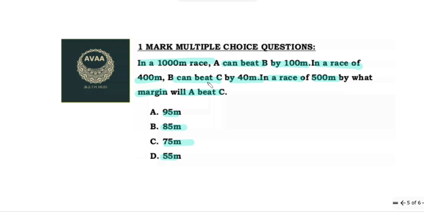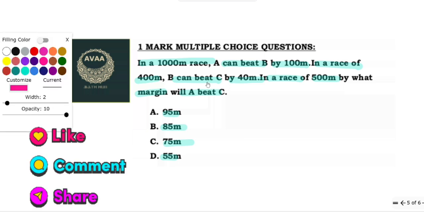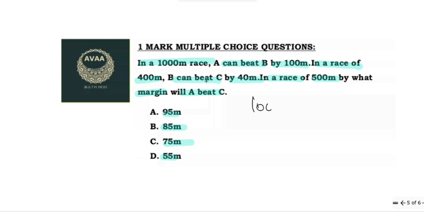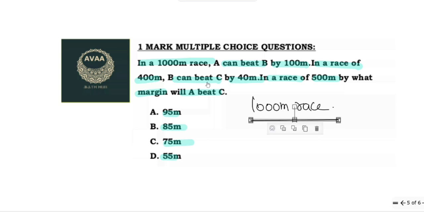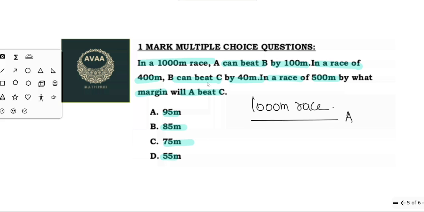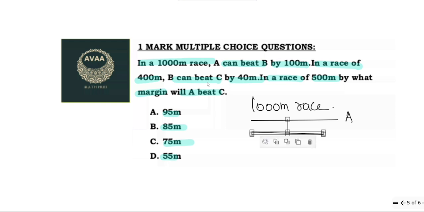Whenever we come across these kind of questions, it's better to express them as a ratio. So let's put the heading as 1000-meter race. A is actually covering 1,000 meter. In that, B is covering how much? We need to take away 100 from 1,000. That gives us 900. So this is our A and B.